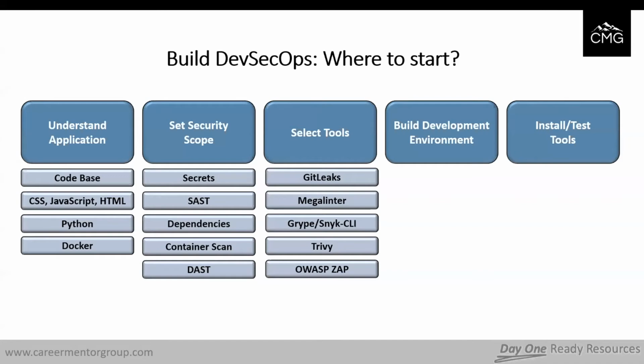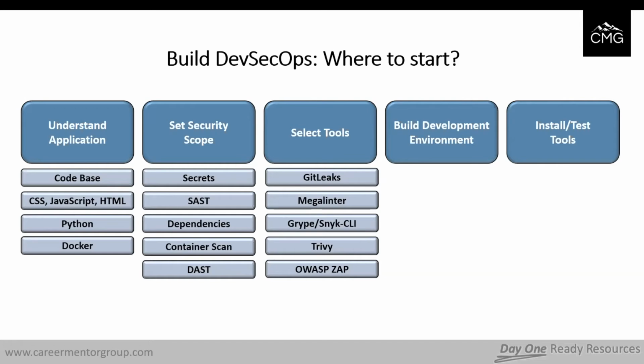Then you have to select the tools. There are tons of tools out there. They all have crazy names. So if you don't like acronyms or crazy names, DevOps, DevSecOps is probably not the best place for you, but you'll develop a vocabulary of seemingly useless words to everyone else except for people who do this for a living. So in my case, I chose Git Leaks, Mega Linter, Grype, and the Snyk CLI, as well as Trivy and the OWASP ZAP tool.